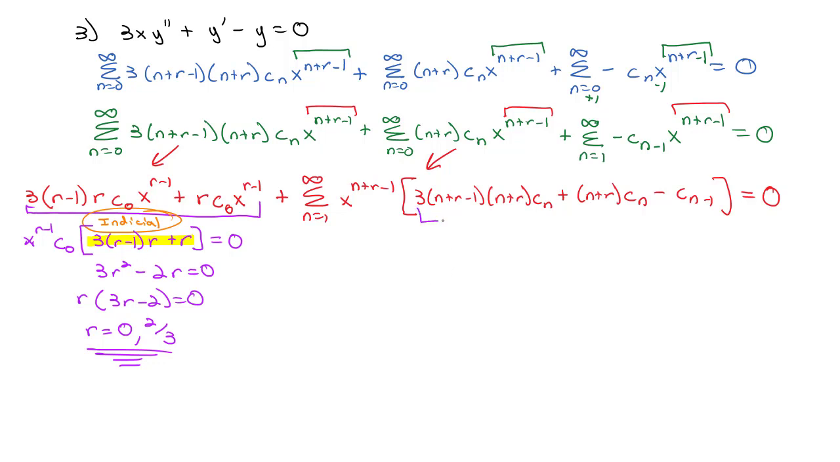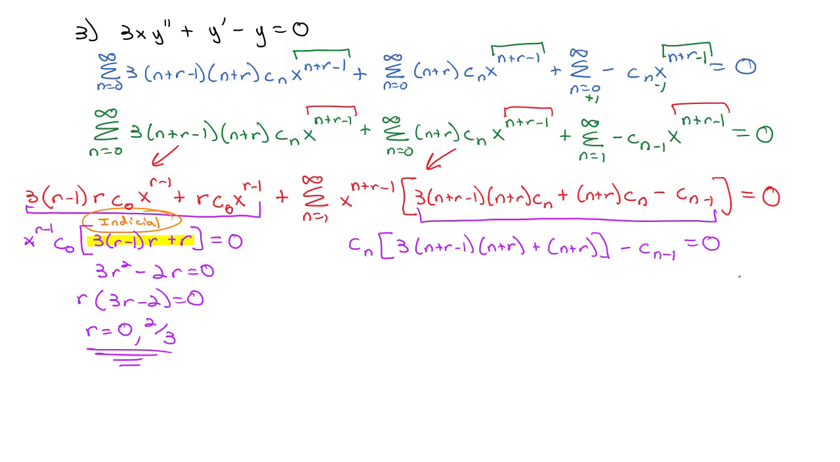We know with the sum, this whole bit in the parentheses needs to also equal 0. I'm going to factor out c sub n from the first 2 terms as I do that. So we'll have c sub n times 3 times n plus r minus 1 times n plus r plus an n plus r. And then there's a minus c sub n minus 1. We know that must equal 0.